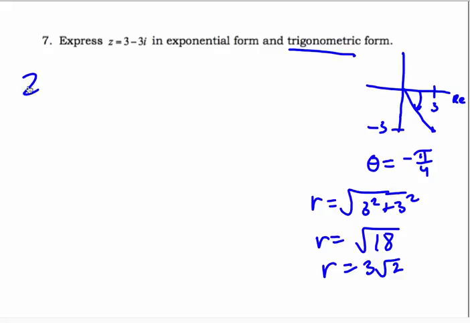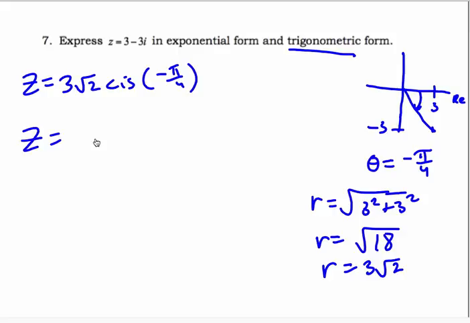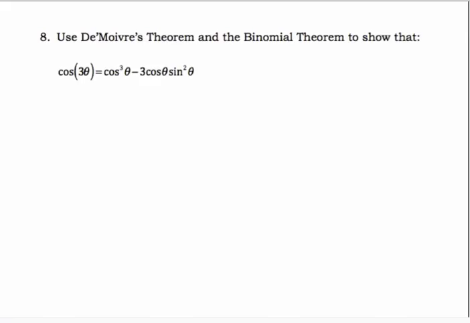we can say that z is 3 root 2 cis negative pi fourths. In exponential form, we can say that z equals 3 root 2 times e to the power of negative pi over 4i. Okay, so we can write it in those forms in that way.